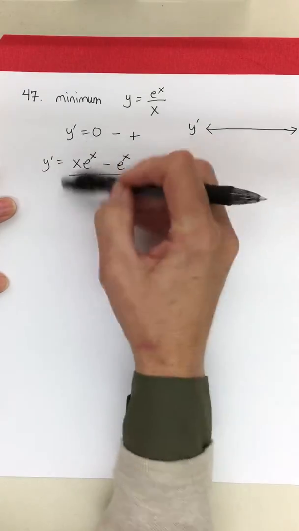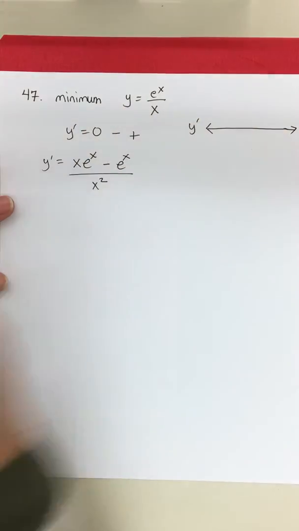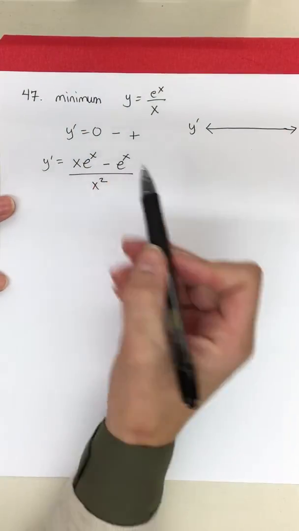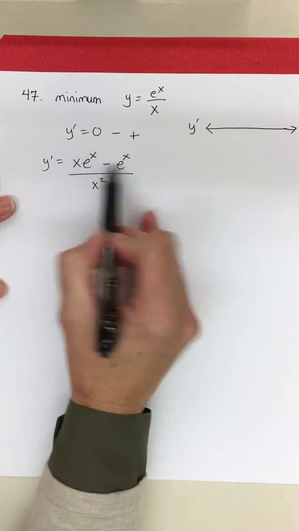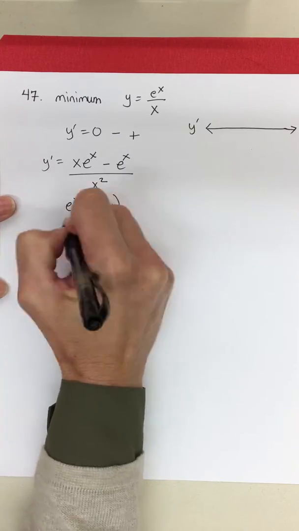Now, since I need to do a sign chart, I'm going to need to set this equal to 0. I want to factor completely to make it easier to find the zeros. So, factor out an e to the x, and you're left with x minus 1 over x squared.